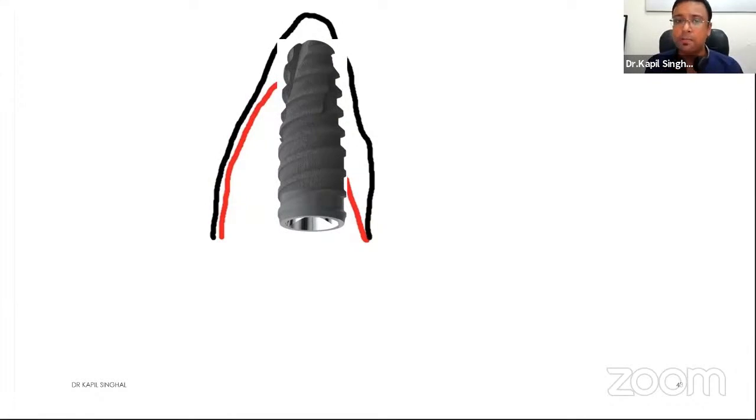Make sure that your implant is at a distance from the labial plate, meaning your implant should not touch the labial plate. If your implant is touching the labial plate, the pressure that the implant creates on the labial plate will completely resorb it. And believe me, this is something that you will not see at the time of implant placement. If you get a scan of such a case done after 3 or 4 months, you will find no bone on the labial side.